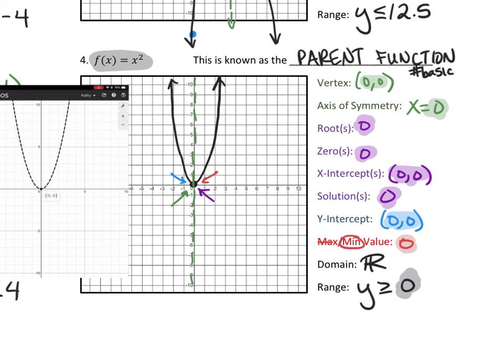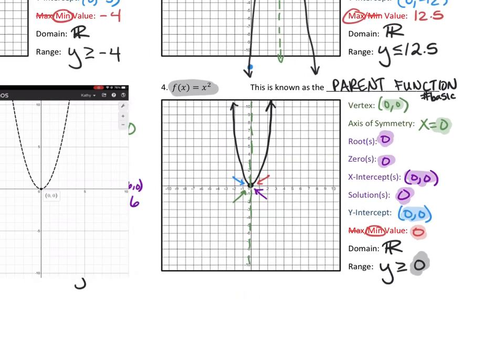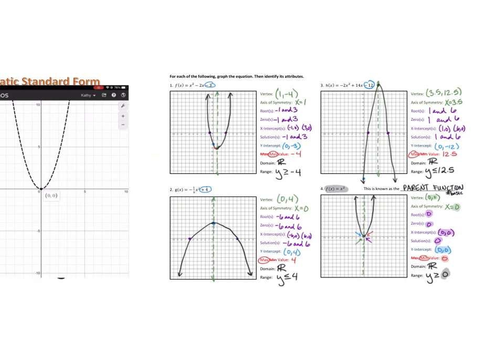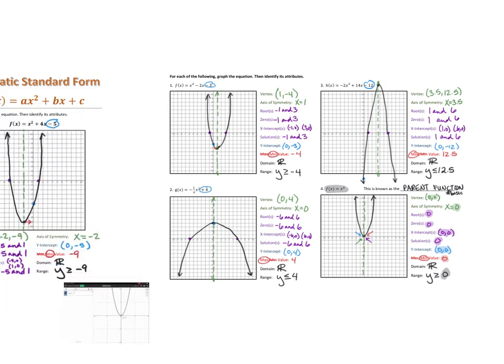Now this parent function is going to be very important to know about when we get into our next couple lessons on what are called transformations of quadratics. Just so you know, it always starts here with this super boring parent function. So the goal of today was to be able to graph these functions as well as still go over those attributes of them that we learned about last class.